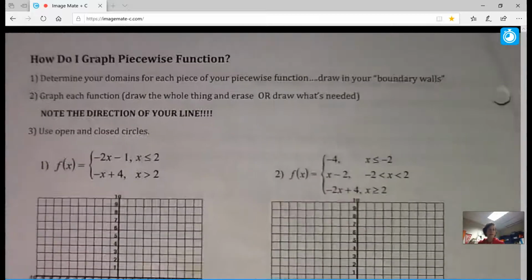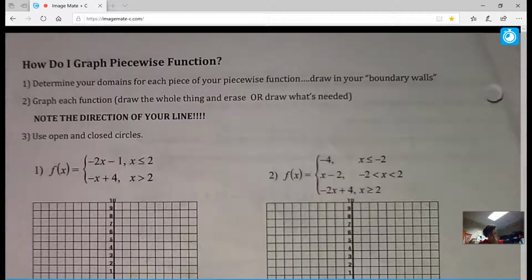So a piecewise function was mentioned before. It's where we have a function, but instead of the whole thing, I'm just going to have a little piece of it, all right?